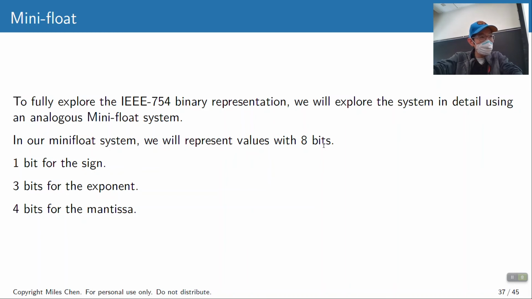So just to illustrate a little bit, we'll start off with a miniature version of this floating point representation. This is going to work the exact same way, except rather than dealing with 64 bits, just to keep it simple, we'll have 8 bits. 1 will be for the sign, so we can have positive and negative numbers. 3 will be for the exponent, and 4 will be for the mantissa. So this will be a total of 8 bits.